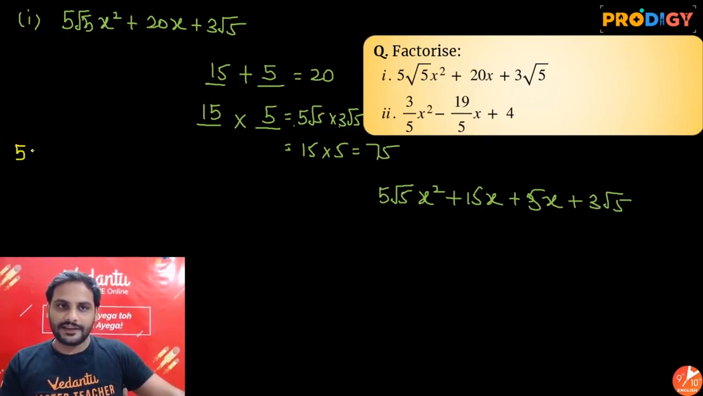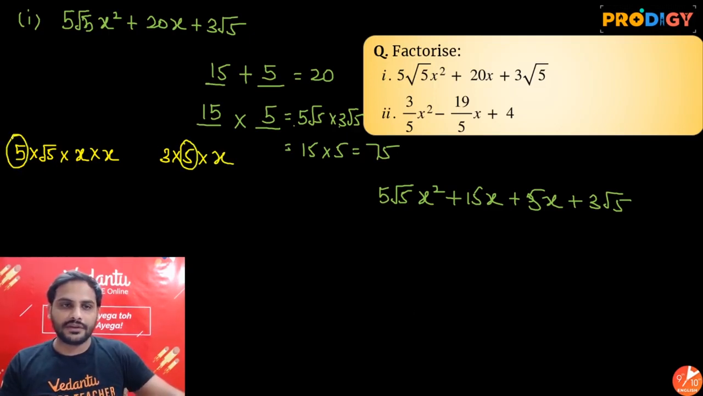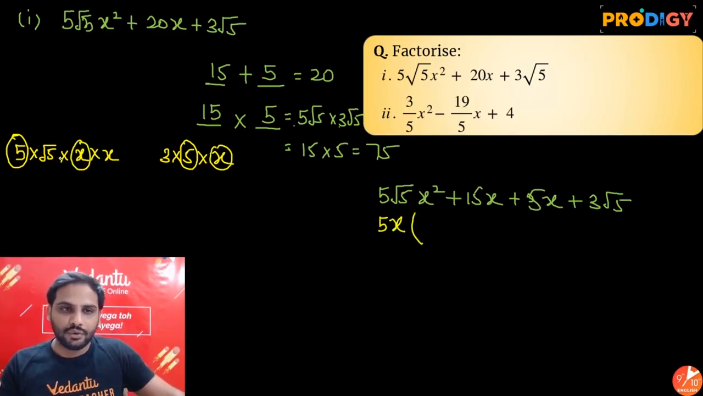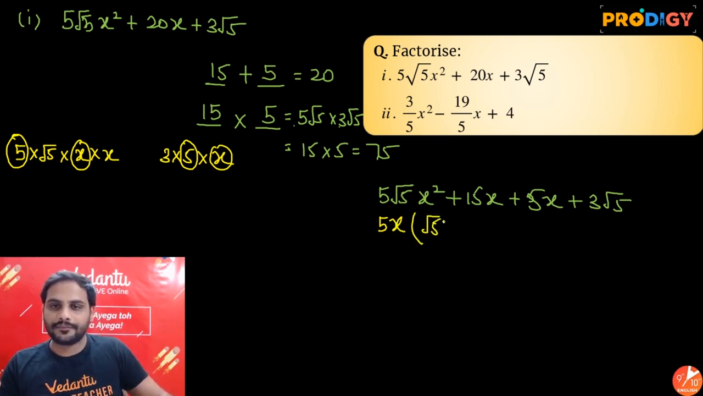So it is made up from 5 into root 5 into x into x. And here 15x, 15 is nothing but 3 5s are into x. But you can clearly see 1 5 can be taken common and 1 x can be taken common. So 5x I can take common. What I'm left with: the first thing, it is root 5 into x, root 5x. Second bracket, 5 and x taken common, we are left with plus 3.